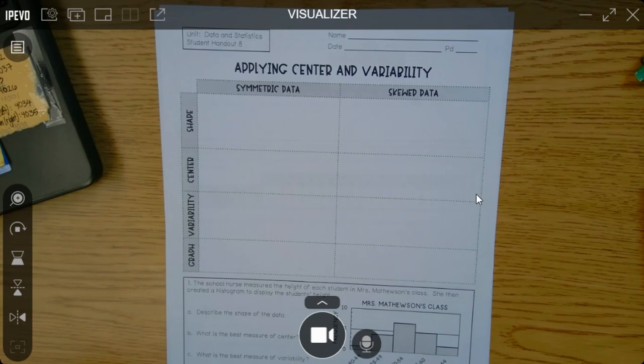Hello, my little mathematicians. Today we're going to go through applying both the measures of center and how it relates to variability. So let's go ahead and get started.